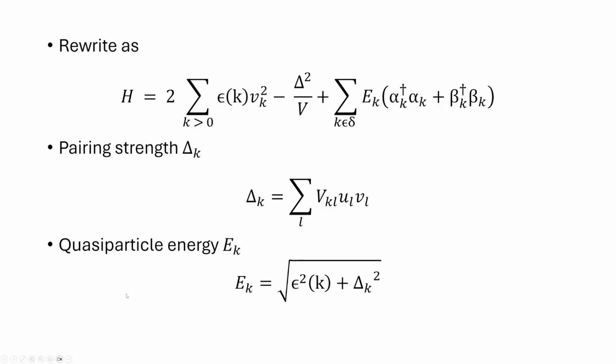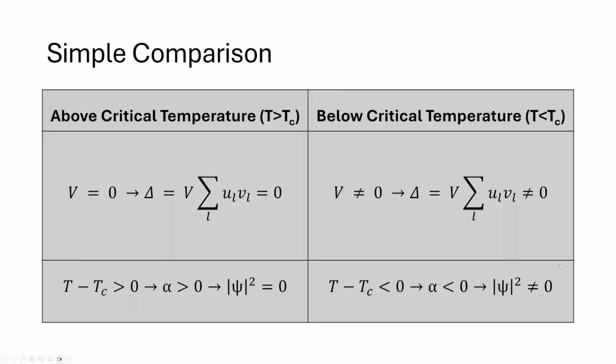Anyway. Okay. And then you end up here with the quantum mechanical approach. So now let's do a quick little comparison. Above the critical temperature, where T is greater than Tc, this potential function is 0. It's defined that way, because this function is only defined to exist near the Fermi surface, and so above this critical temperature, the function is just 0, which means that the pairing strength is also 0.